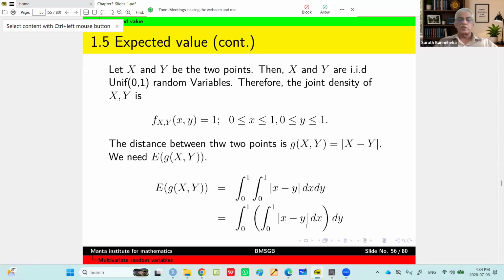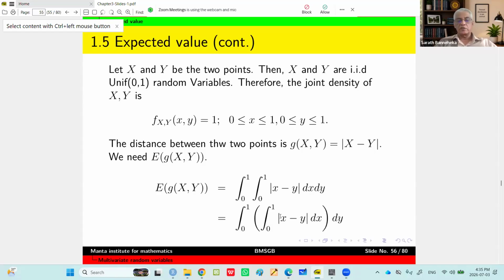But here you can see that x minus y will be positive in some situations, will be negative in some other situations. When x is equal to y, then this will be 0. Otherwise, when y is less than x, this quantity will be positive. On the other hand, if y is greater than x, this will be negative.